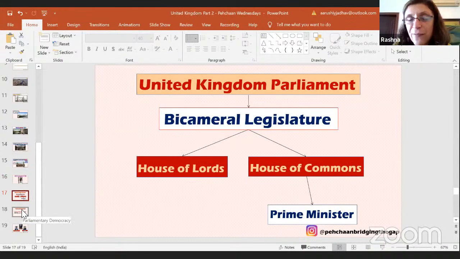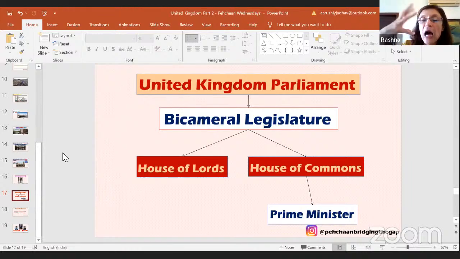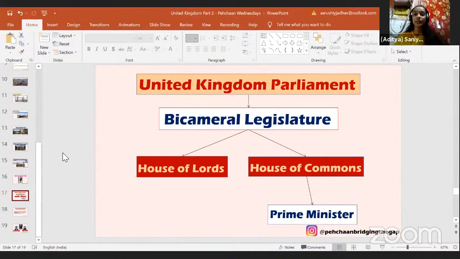Yes, so we're going back to my favorite. United Kingdom Parliament, bicameral legislature, and Karan told us House of Lords and House of Commons. Correct? Sania Kesarwani. What do we mean by House of Commons? What does the word only tell us? That we people vote there. Lok Sabha. Yes, well done, Sania. Common means ordinary people like you and me. We vote, we elect people, they go to the House of Commons, right?